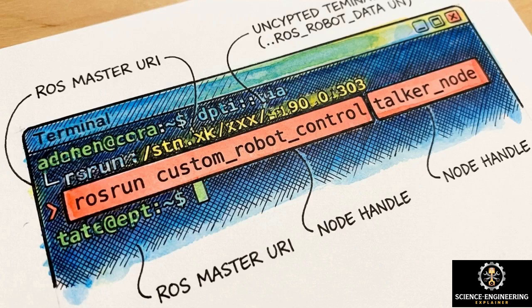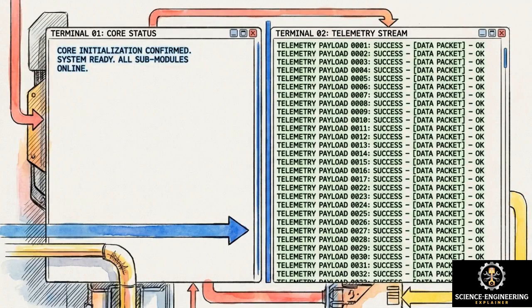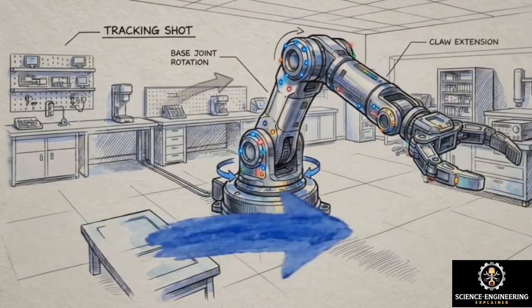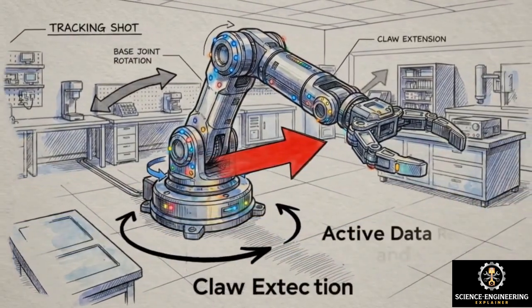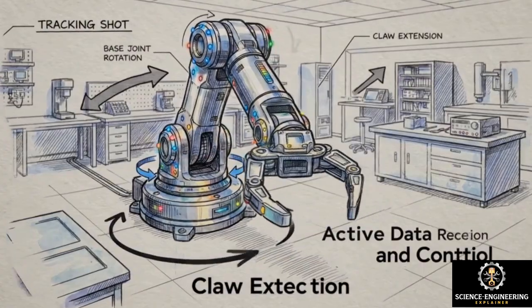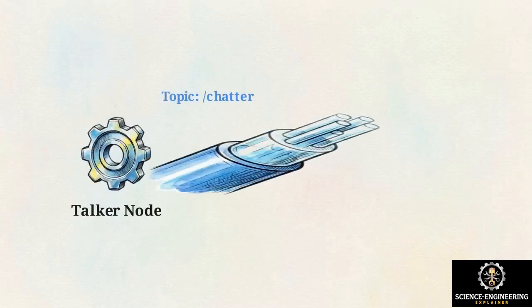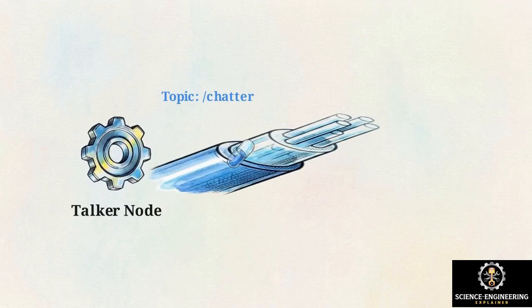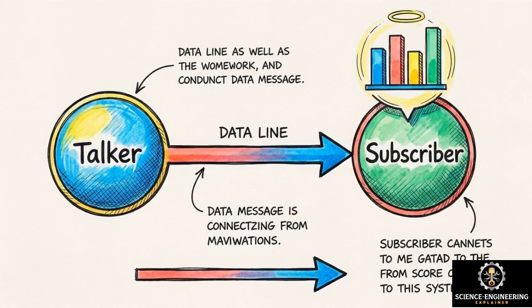In your first terminal, launch the node by typing rosrun custom_robot_control talker_node. You should see the terminal begin to scroll with information. This confirms your node is successfully broadcasting its telemetry payload across the network. You have now initialized a workspace, configured a custom package, and programmed a node to communicate over a ROS topic. Currently, this node is broadcasting to an empty network. In our next tutorial, we will build a subscriber node to capture this stream and visualize the data.